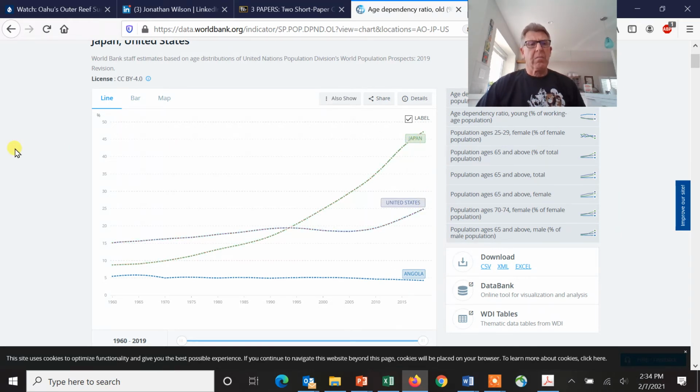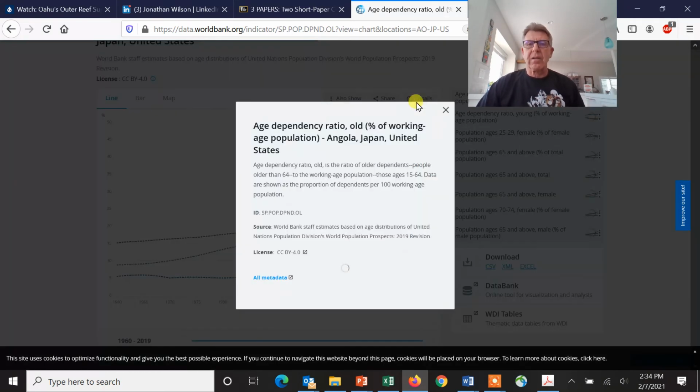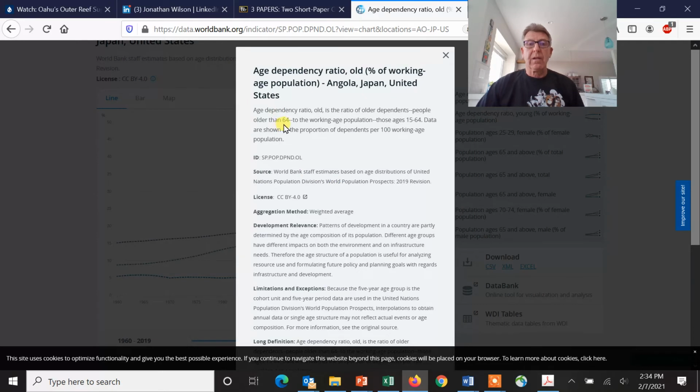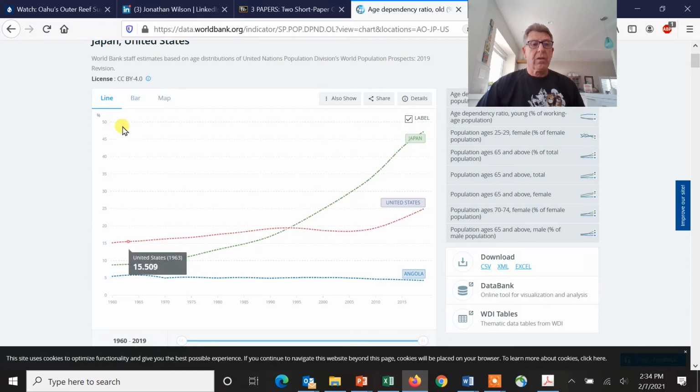And again, this percentage, what is it we're looking at? Go into details, it explains to you what this is. The age dependency ratio old is the ratio of older dependent people older than 64 to the working age population. That's the ratio. This gives you more information on the data gathering. So you look at this and say, whoa, almost 50% compared to the working population. That's a big deal.